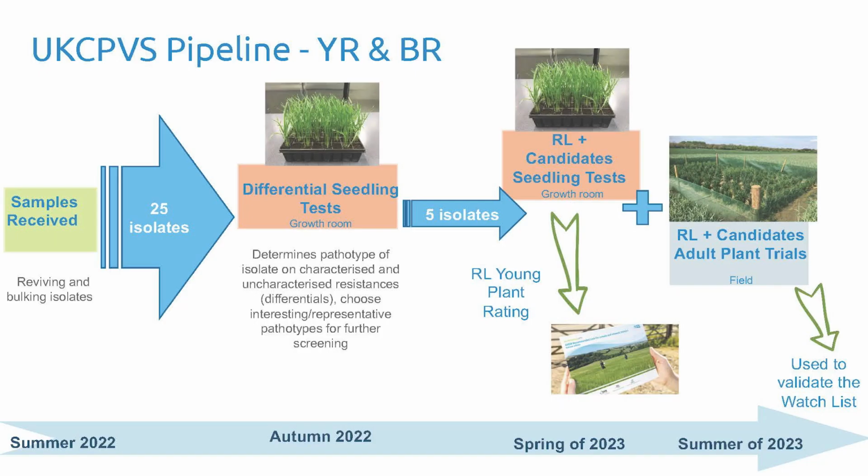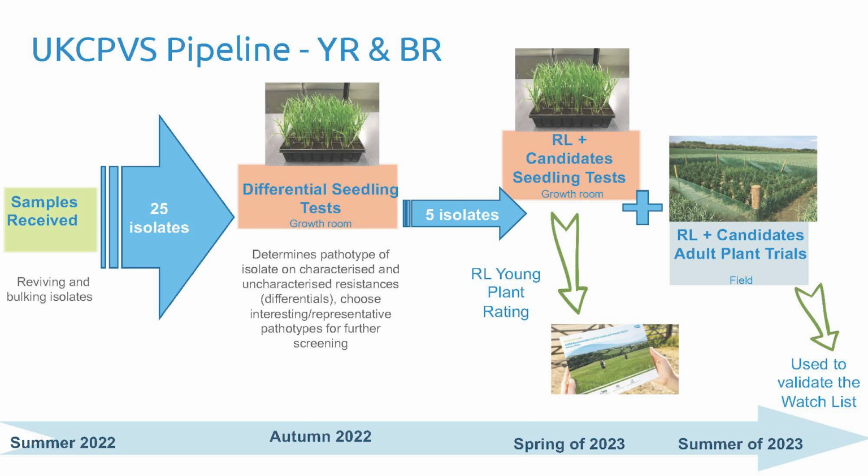And the pipeline that we've been following for the past few years is we receive the samples in the spring and summer. Occasionally we do get some from the winter. And Amelia is busy reviving and bulking these isolates. And then, as I mentioned, we select 25 of these isolates and we do the differential seedling screens in the growth rooms. This is usually carried out in the autumn of that year.